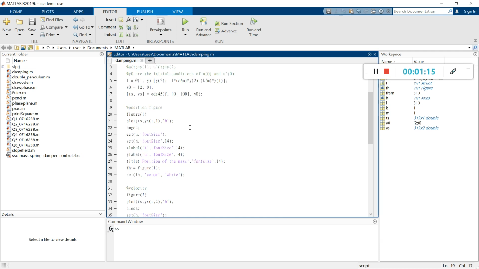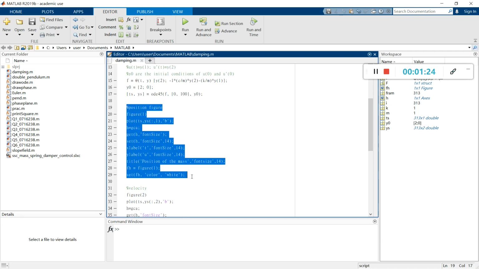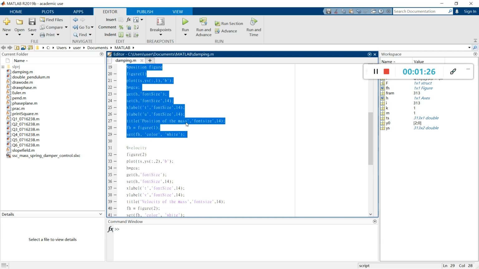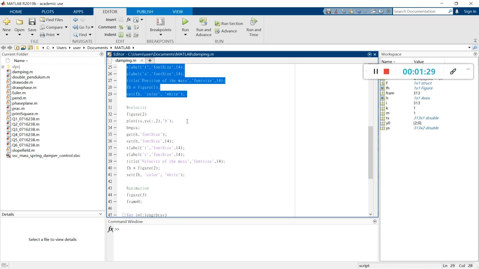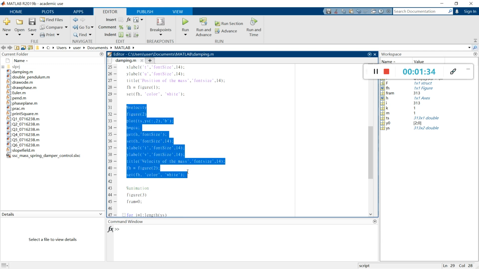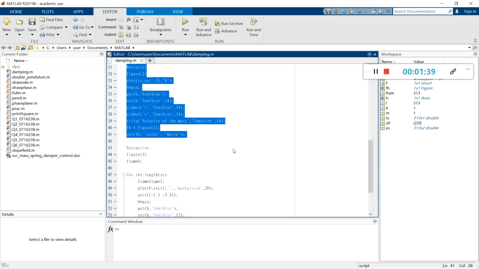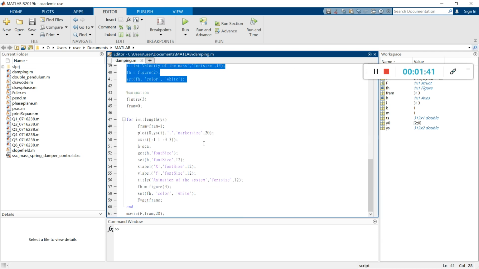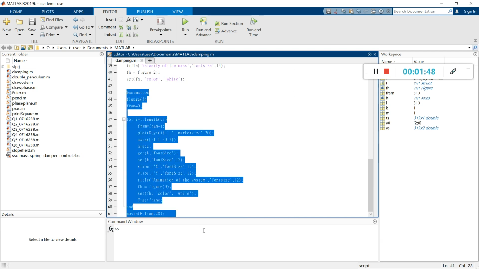Then we plot the results. Figure 1 is about the position of the mass in this system. Figure 2 is about the velocity of the mass in this system. And figure 3 is an animation of this system. We can see how the mass moves in this system.